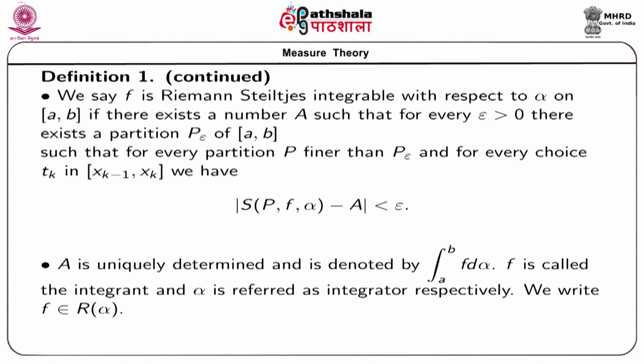This number capital A can be shown to be uniquely determined, and it is denoted by the symbol integral a to b f d alpha. f is called the integrand and the function alpha is referred to as the integrator respectively, and if f is Riemann-Stieltjes integrable with respect to the function alpha, then we say that f belongs to R alpha.